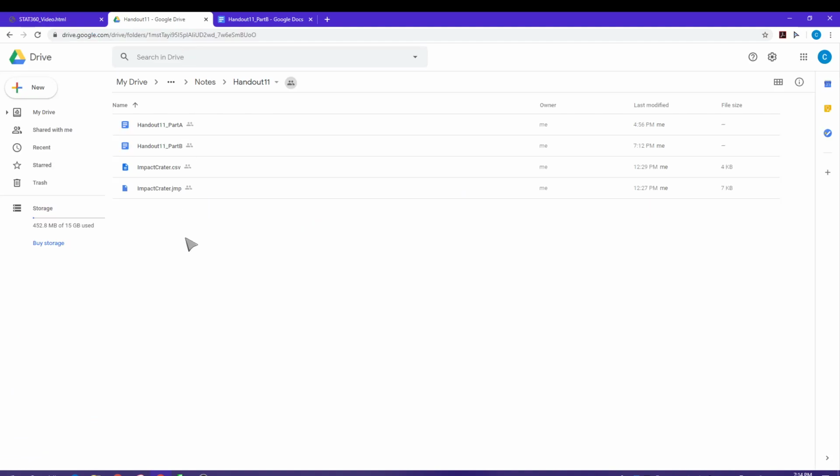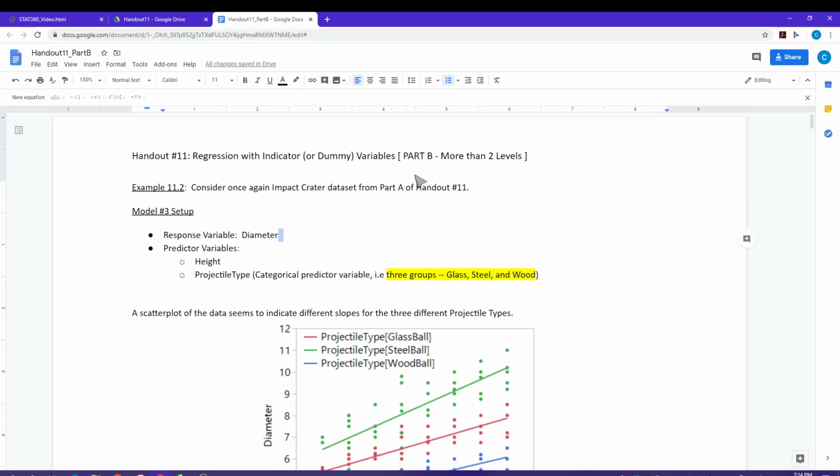We will again be using the impact crater dataset, which is available in the Google folder for handout 11. Handout 11 Part B is going to include an indicator variable that has more than two levels. So we're once again going to work with the impact crater dataset.